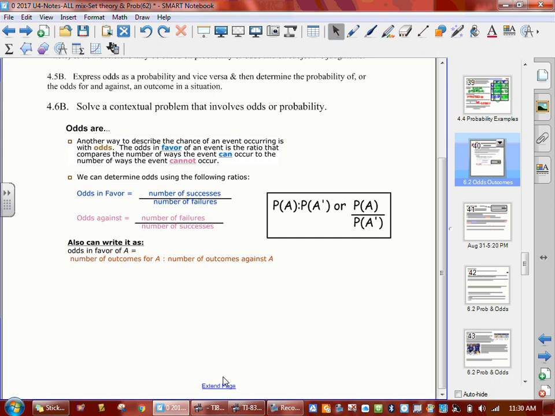Now, odds is a little different in terms of probability. The way it's different is the bottom number, instead of being the total amount of choices you have, is now changed. It's success divided by failure. And it's often written with a colon, so this would be 5 to 6. It can also be written as a fraction.